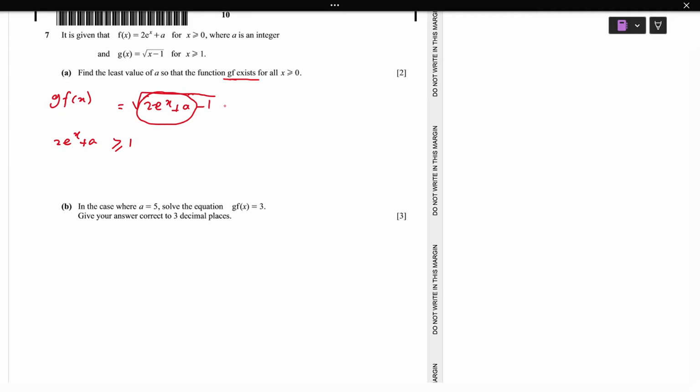Here x is greater than or equal to 0. The minimum point is 0, the least value is 0. So I'll put 2 into e power 0 plus a greater than or equal to 1. Next, e power 0 is 1, so 2 plus a greater than or equal to 1. So a is going to be greater than or equal to 1 minus 2, so a greater than or equal to negative 1.